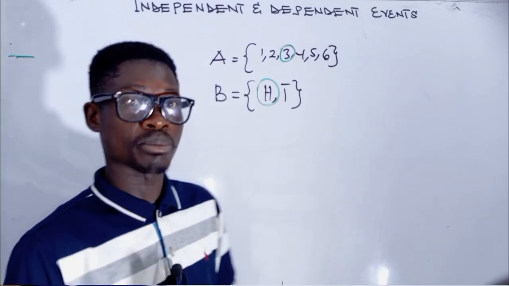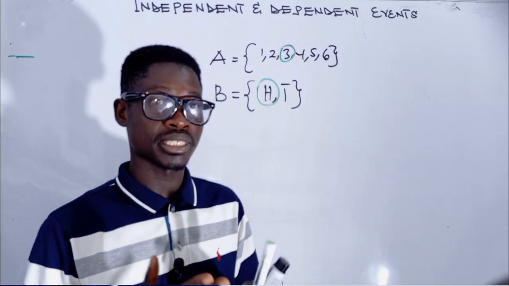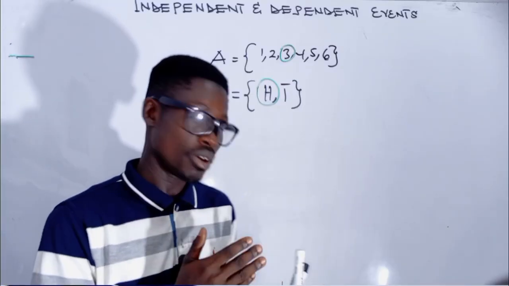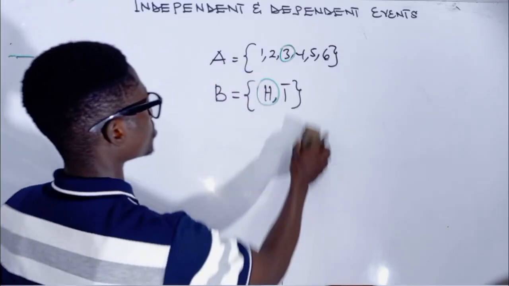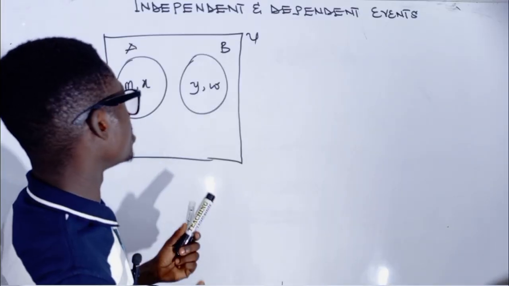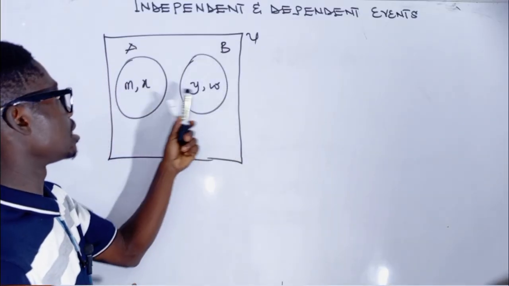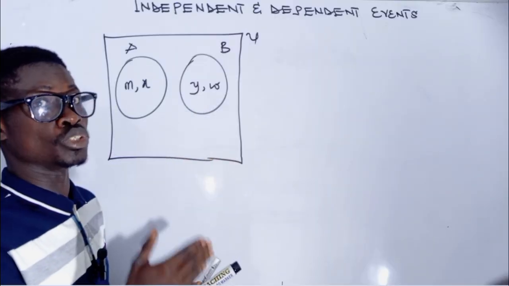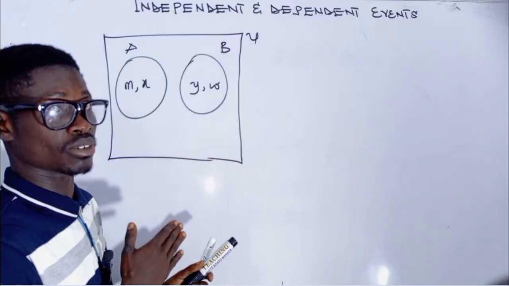Now, how do we find the probability of an independent event? We can do that by looking at this diagram on the board. So let's consider this diagram. We have our universal set, and then set A and set B. We can see that set A and then set B are disjoint sets. They have nothing in common, right?